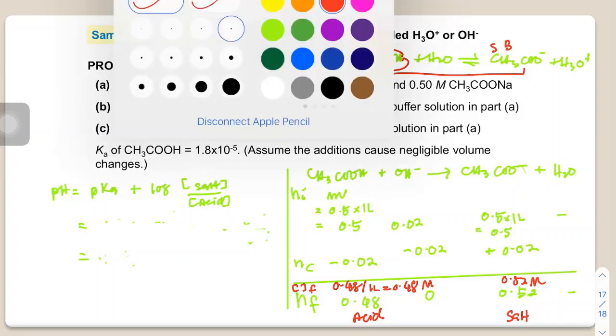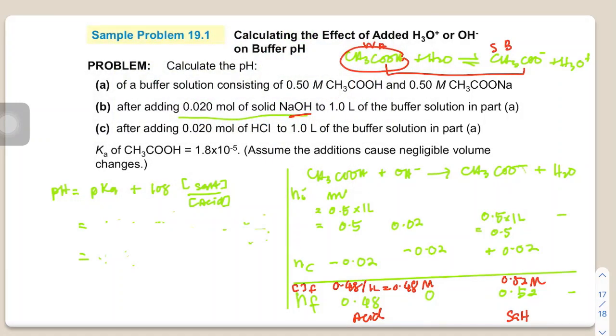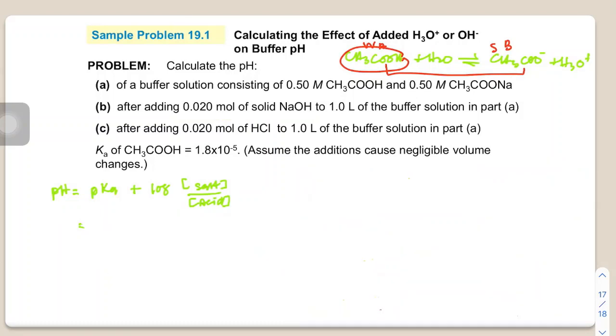So plug into the equation. pH equals pKa, negative log 1.8 times 10 negative 5, plus log salt, 0.52 over 0.48. Then we just press the calculator, then we'll get the answer 4.77. Let's look at question C.